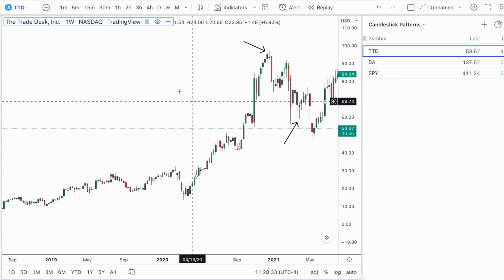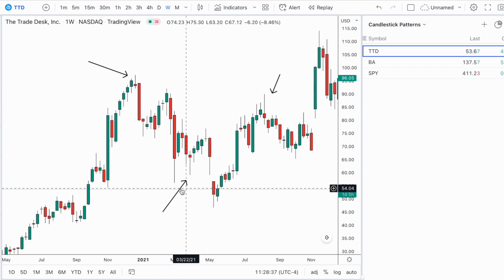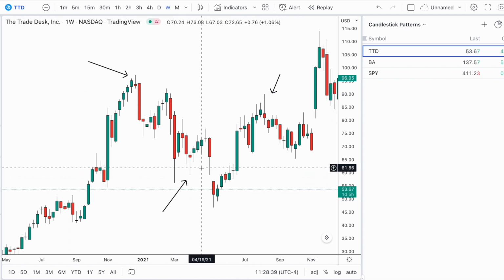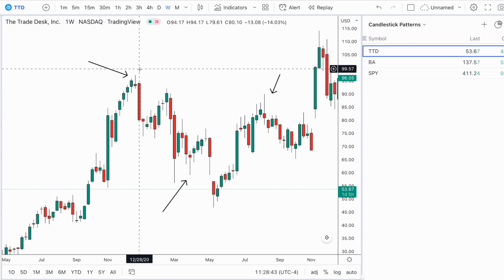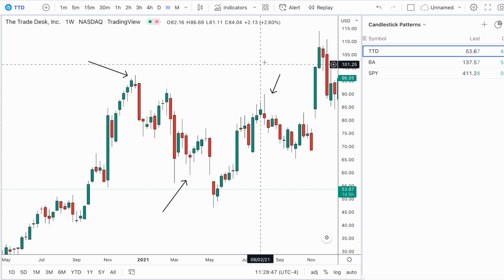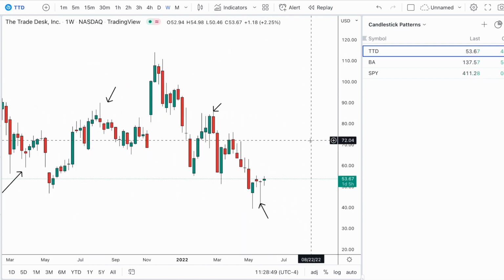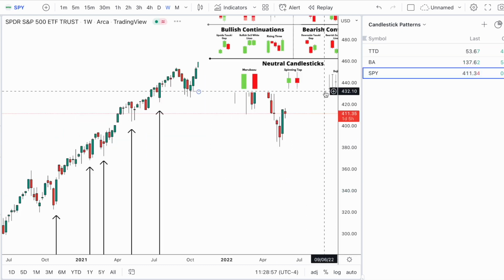Going back to TTD on the weekly time frame, you can see a nice wick here. You can see wicks here, here, here. These are all buy entries. And then another doji up here with another nice engulfing right after it. So these are all tactics and strategies you can use in your trading. You don't want to do it solely based off that, but it's another thing you can add to your trading to specify your setups or define them even more.